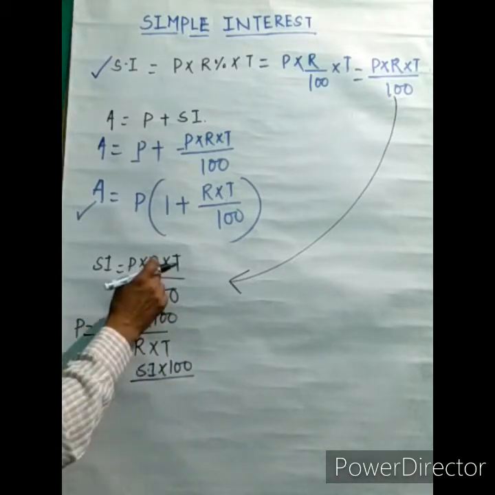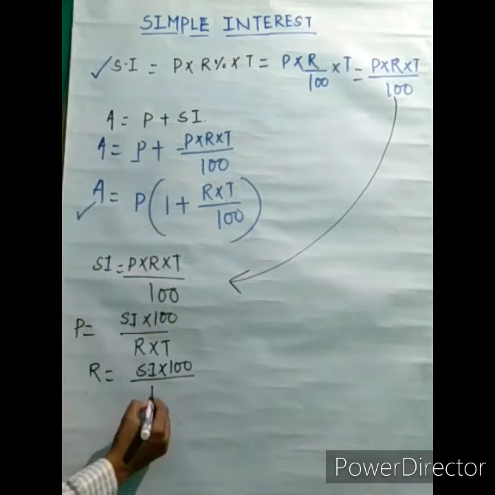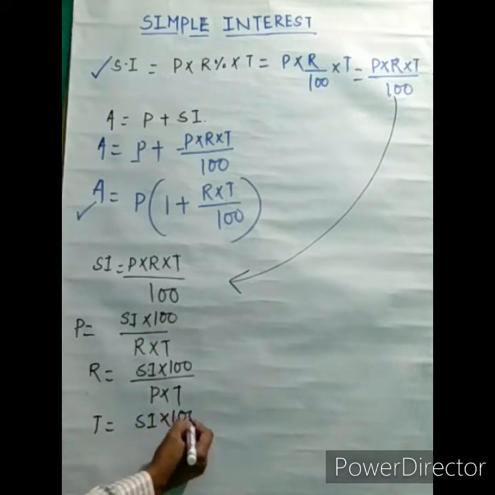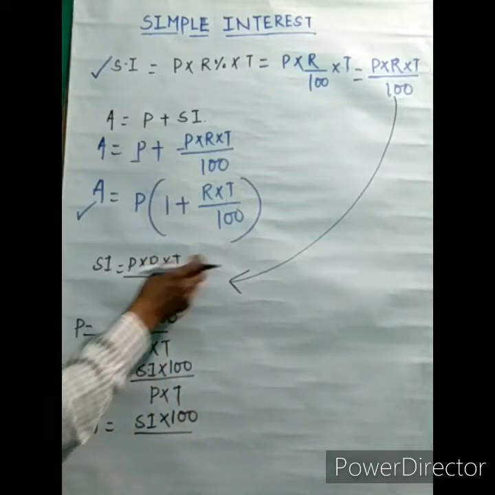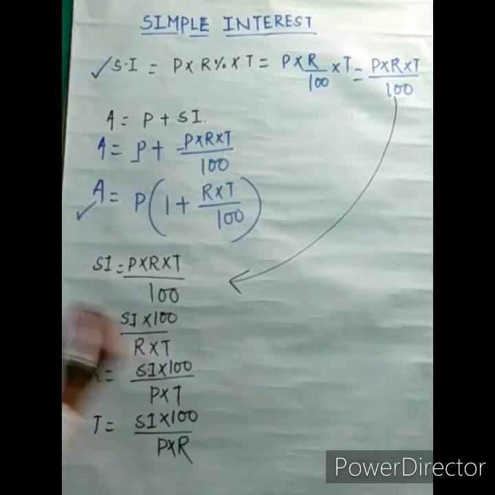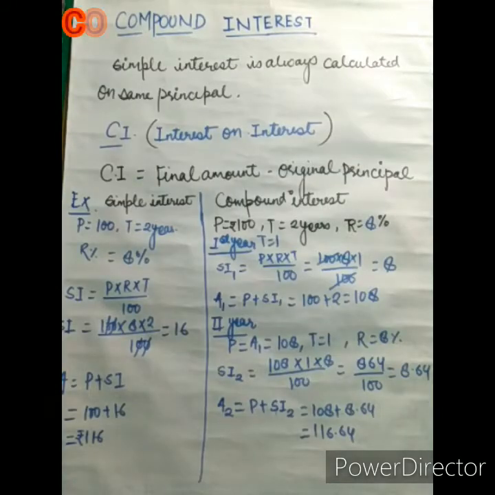Rate we are finding, so R you can leave, and P and T you can write in the denominator. And for time also the same thing: SI into 100 will be upside in the numerator, and from this formula you leave T, with P into R downside. These are the formulas which we can use while finding simple interest, and with their help we can find the other terms which are given. Now here, compound interest.